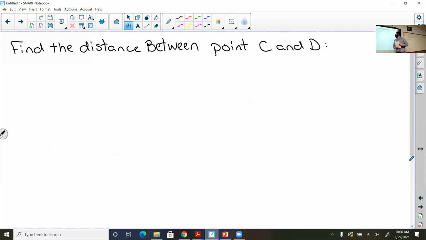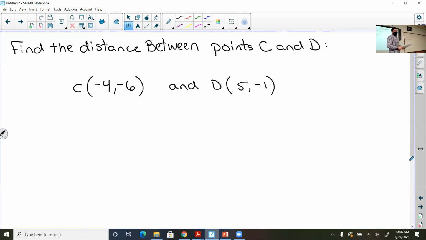So if I want to find the distance between points C and D, and I'm claiming that C is negative 4, negative 6, and D is located at 5, negative 1, I now no longer have a picture. I've just given you the values.